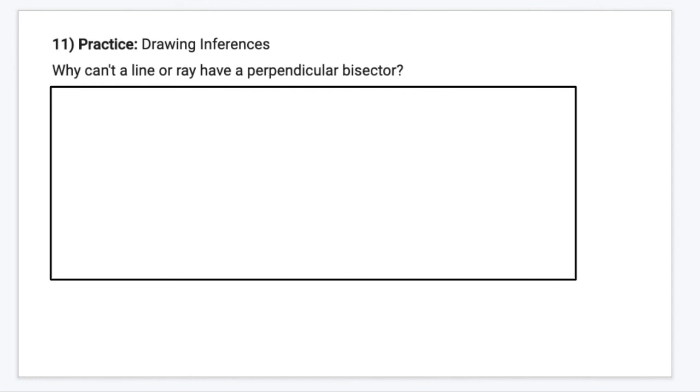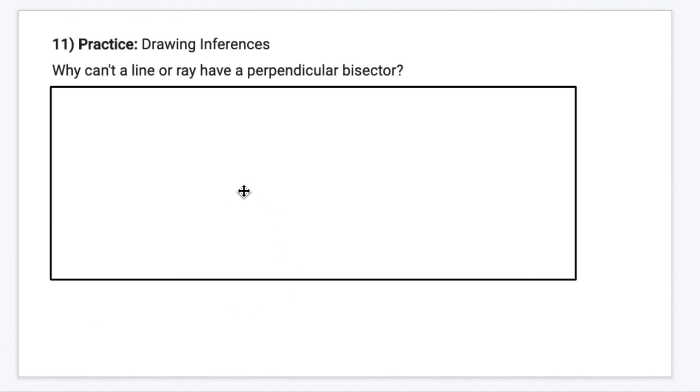So now I just want to draw a conclusion. I want to think about, why can't a line or ray have a perpendicular bisector? Why do perpendicular bisectors only go through segments? The reason is because lines and rays go on forever and ever. That's what that arrow at the end of the line represents. So if something goes on forever, you don't really have a midpoint, a halfway point that you can draw a line through.